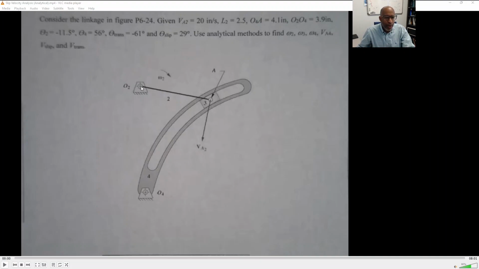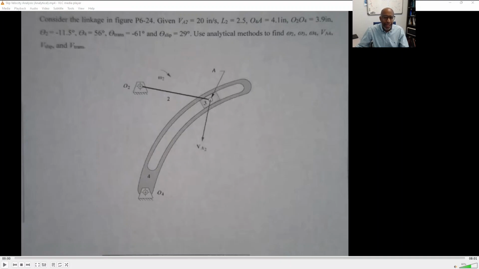Theta 2, the angle of our crank, you see here it's a little bit below the horizontal, so we're going to call it 11.5 degrees, and there's a negative here, but generally just think of angles as positive. This one is below the horizontal, and so I'm calling it negative for this purpose. And theta 4 is equal to 56 degrees. We'll show that drawn in later. Theta trans is negative 61, and theta slip is 29. Both of those we will talk about as we proceed.